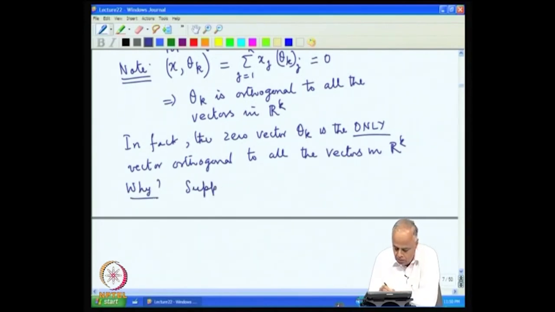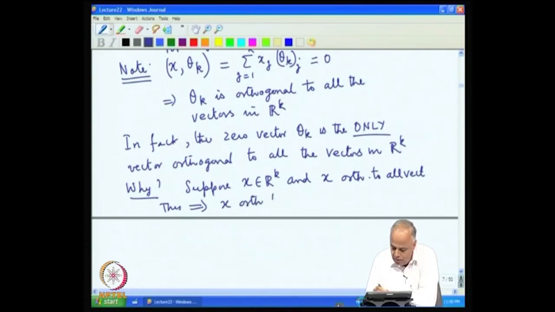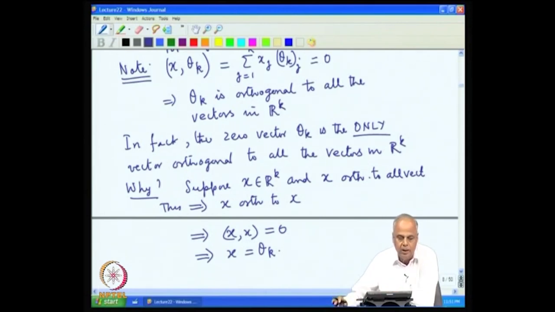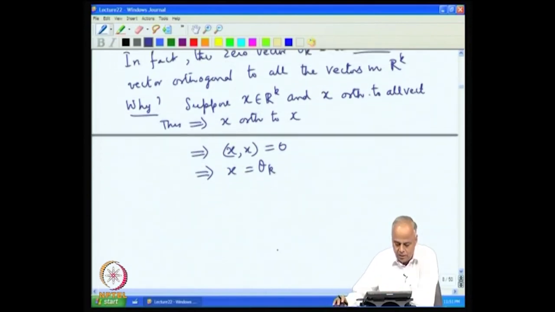Suppose x is in R^k and x is orthogonal to all vectors. If x is orthogonal to all vectors, this implies x is orthogonal to itself, because it is orthogonal to all the vectors. In particular, it must be orthogonal to itself. But if x is orthogonal to itself, the inner product of x with itself must be 0. But we know that the inner product of a vector with itself is 0 only when x is equal to theta k. Therefore, the only vector which is orthogonal to all the vectors is the 0 vector.